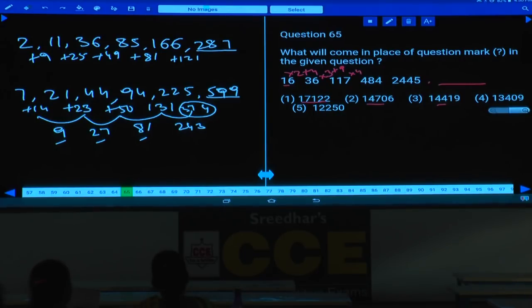And 468 plus how much? Plus 16. Next one into 5 plus 25. Next one must be into 6 plus 36. Now 5 into 6, 30 plus 6, 36. The last digit must be 6. Among the given choices, last digit 6 is given in choice 2. Done with this? Hence question number 60 to 65.